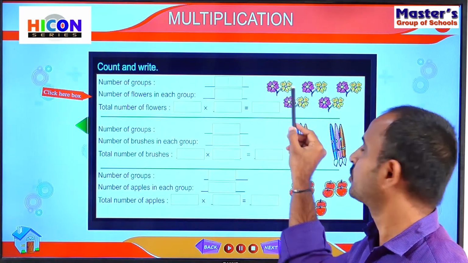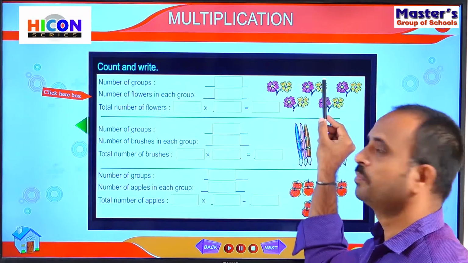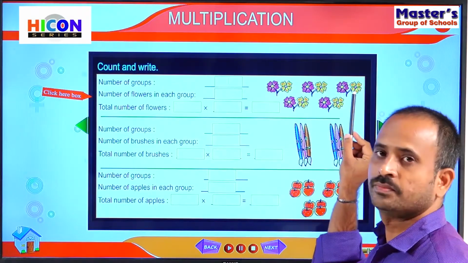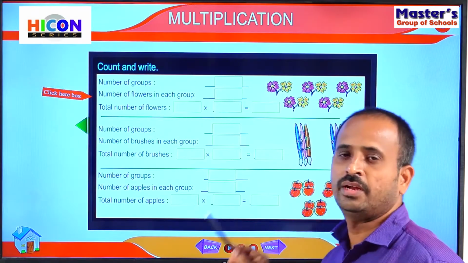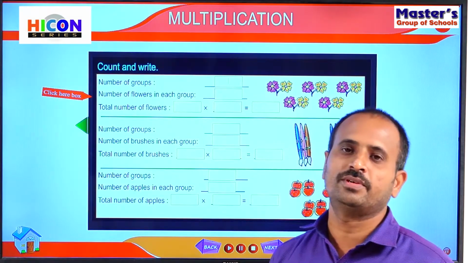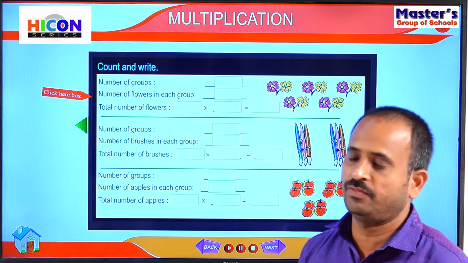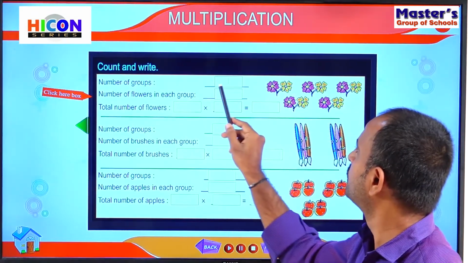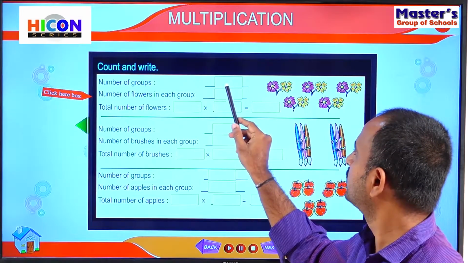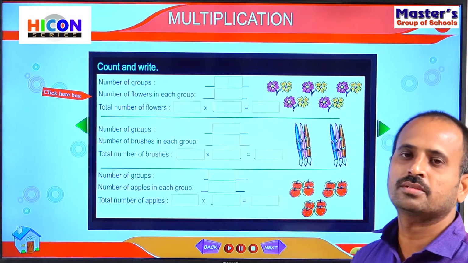This is the first group, second group, third group, fourth group, and fifth group. So there are total 6 groups of flowers. How many groups of flowers are there? 6 groups of flowers. So number of groups is equal to 6. Write 6 in this box.